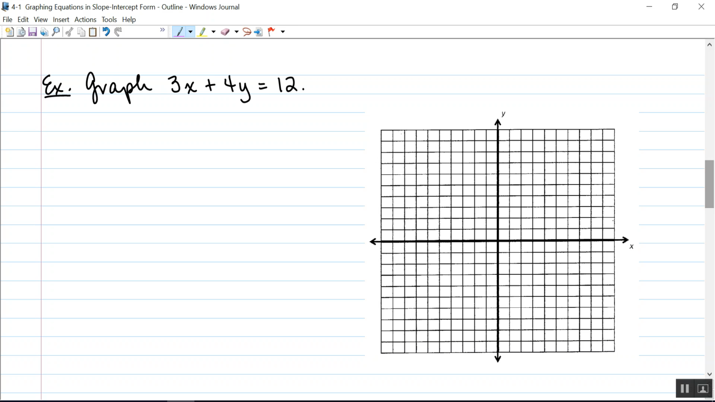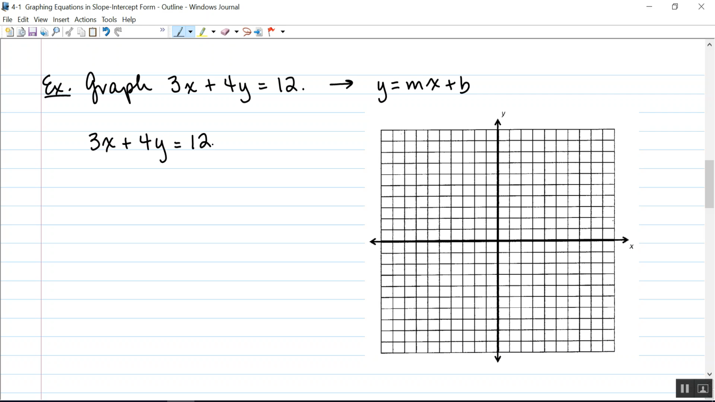Here's another example, and it says graph the line 3x plus 4y equals 12. And you should recognize that this line is written in standard form. Recall that standard form is ax plus by equals c. And in the last chapter, we would have graphed this using x and y intercepts, but here I want to do it in slope-intercept form. So I need to rewrite this line so that it's in the form of y equals mx plus b. Basically, what I need to do is solve that equation for y. So I'll just copy it again down here so I have some room to work.